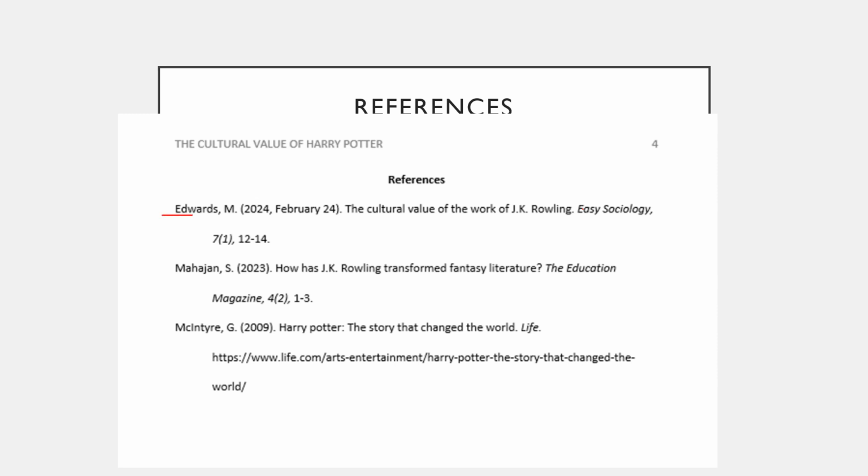All right, so when we look at the authors, it's Edwards, comma, M. So if we had a middle initial, it would be M.A. space.